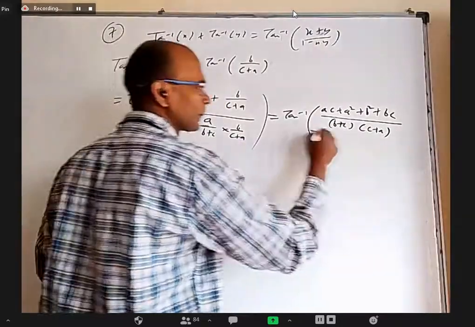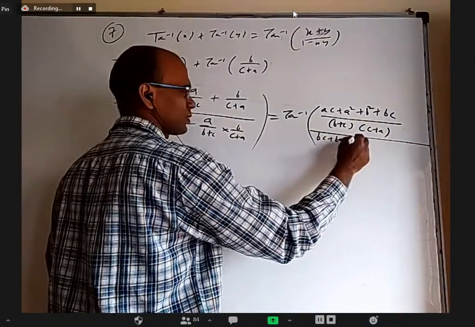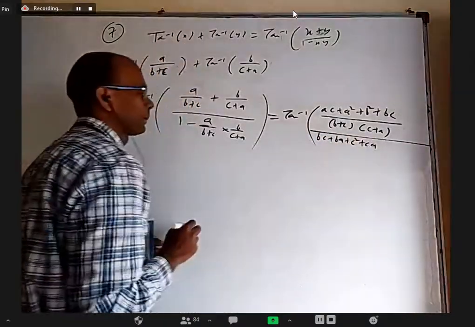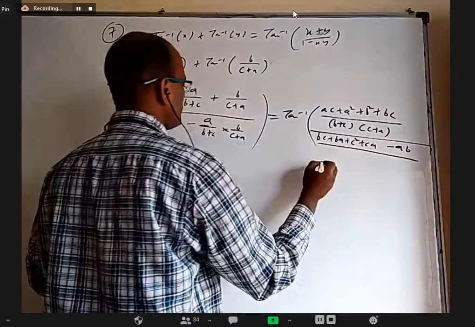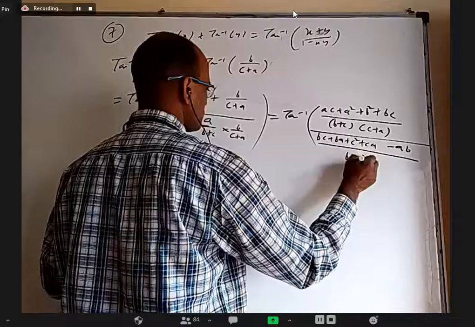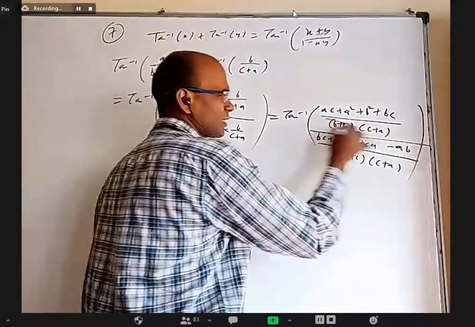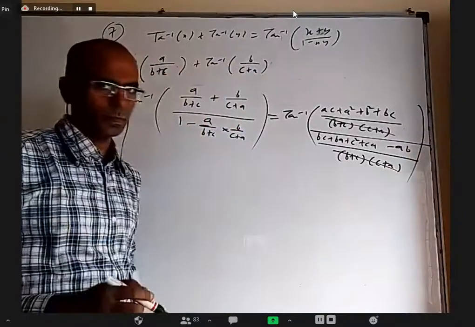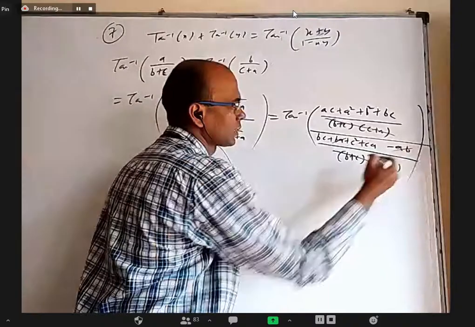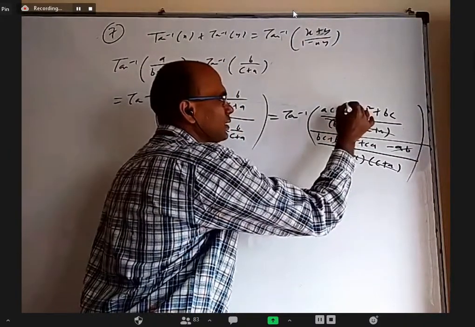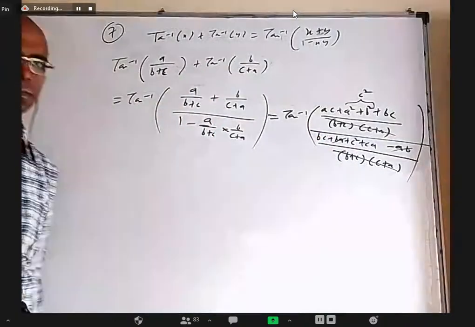Denominator: bc plus ba plus c square plus ca minus ab, by b plus c into c plus a. B plus C into C plus A will cancel. AB and minus AB will cancel. And here this A square plus B square, I can write it as C square.